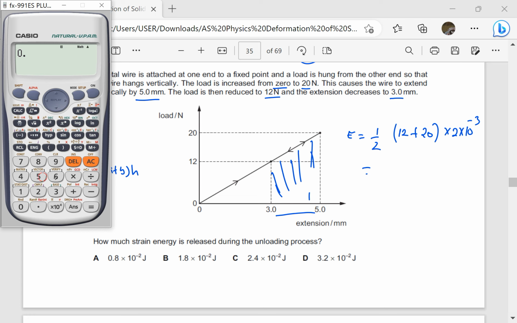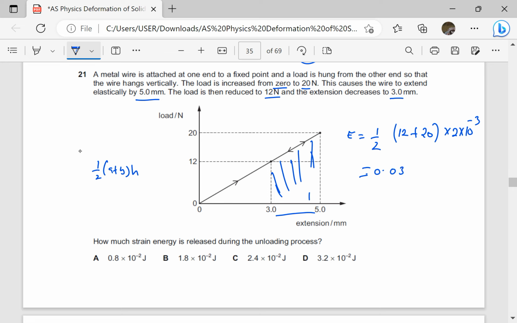So 0.5 times 12 plus 20, then times 2 times 10 to the power negative 3, which gives us 0.032, which is going to be D. That is 3.2 times 10 power negative 2 joules.